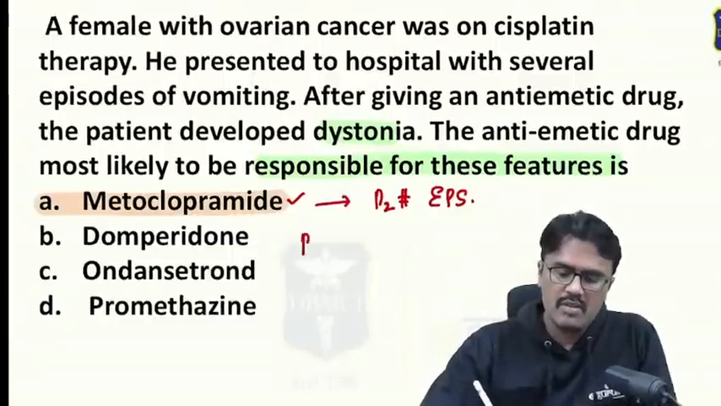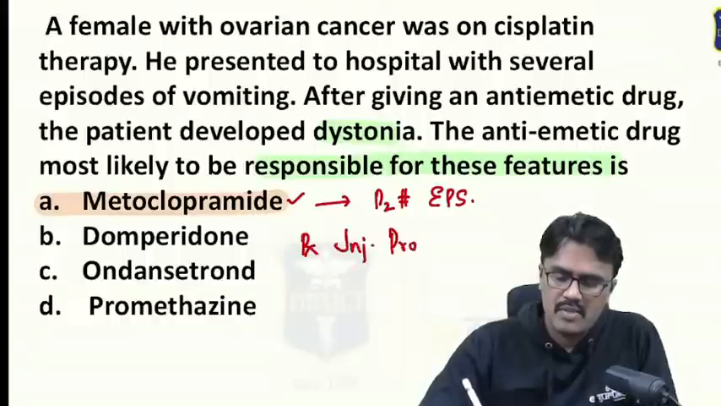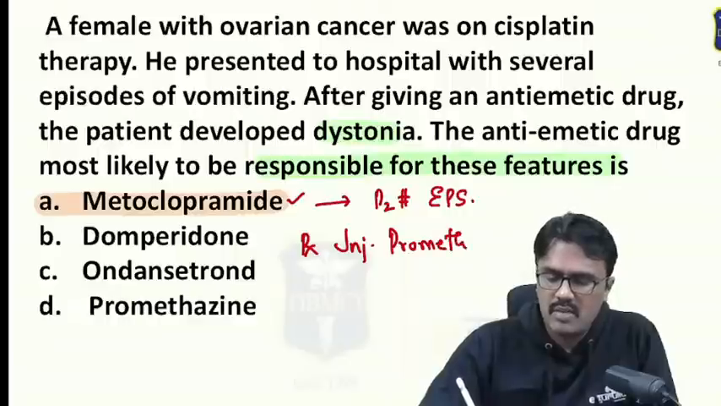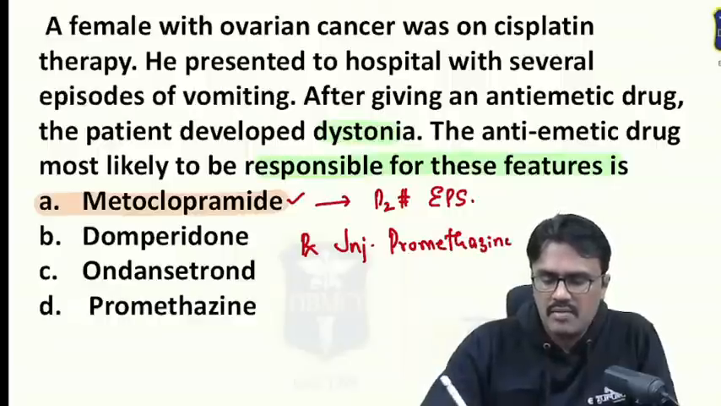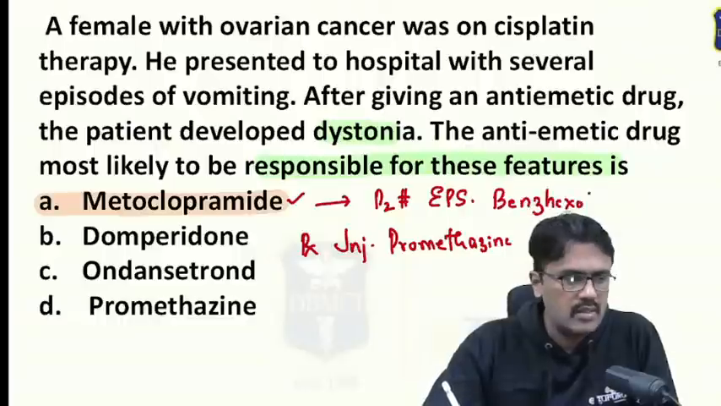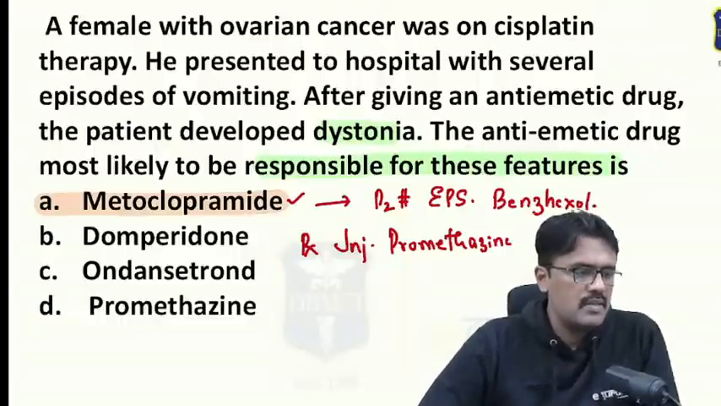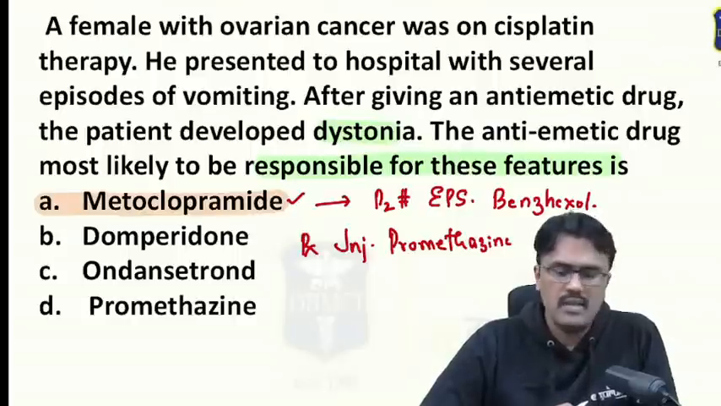What is the treatment for this? It is injection promethazine, which is available in the casualty, that can be used immediately. If that is not there, you can choose benzhexol, which is a centrally acting anticholinergic drug. This can be used. Yes, Anish, you are right. Pranay Sinha, you are right.